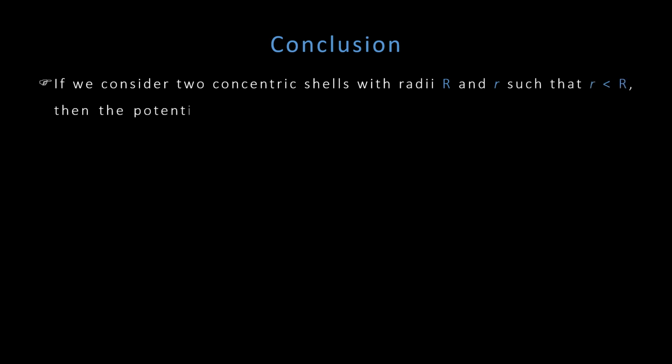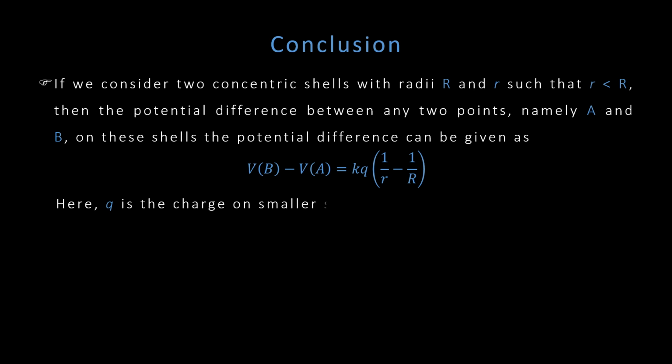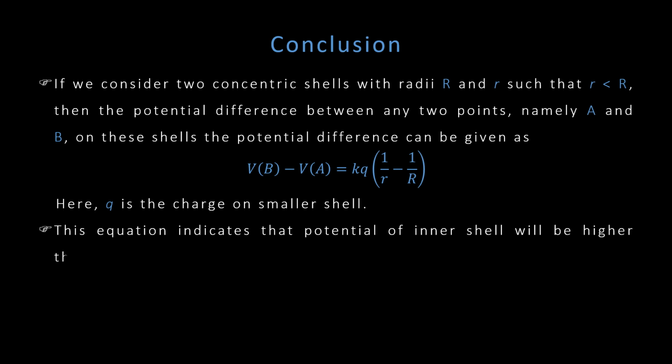So in conclusion, we can say that if we consider two concentric shells, say one is having radius capital R, the other one is having radius small r, and if we choose 2 points, A on the outer shell, B on the inner shell, then the potential difference between these 2 points can be given as kq bracket 1 by small r minus 1 by capital R. This equation indicates that VB will always be greater than VA, and hence the inner shell will be at higher potential, the outer shell will be at lower potential, and then charges will flow from inner shell to outer shell. So what is the working principle of Van-de-Graaff generator?